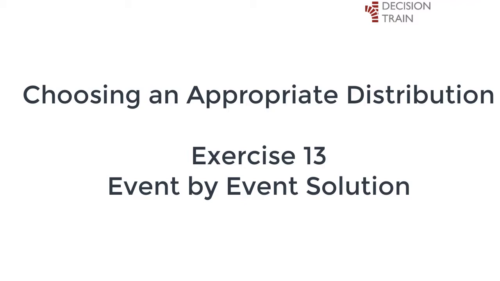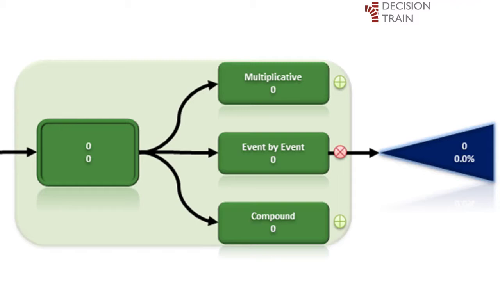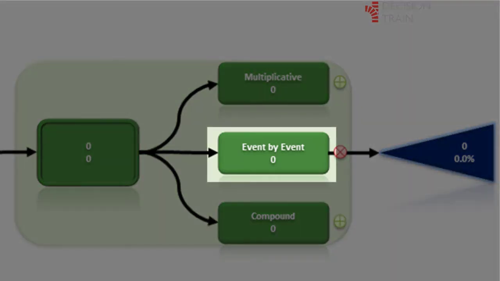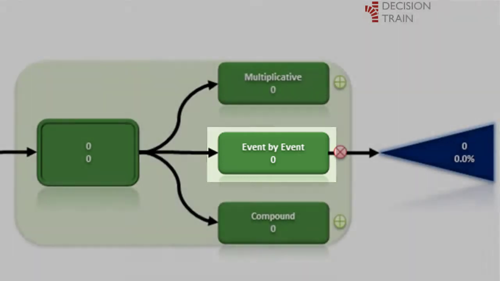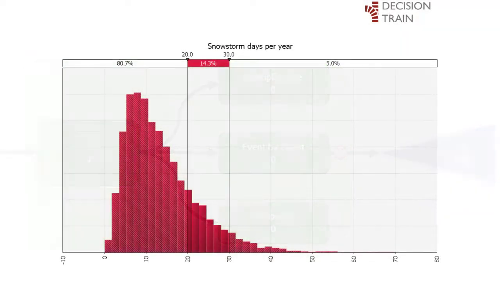Exercise 13, event by event solution. We now build this exercise with a conditional function on every single snowstorm event being generated individually. In the previous exercise, we multiplied the number of snowstorms per year times the average number of days of snowstorms in order to obtain the total number of snowstorm days per year.